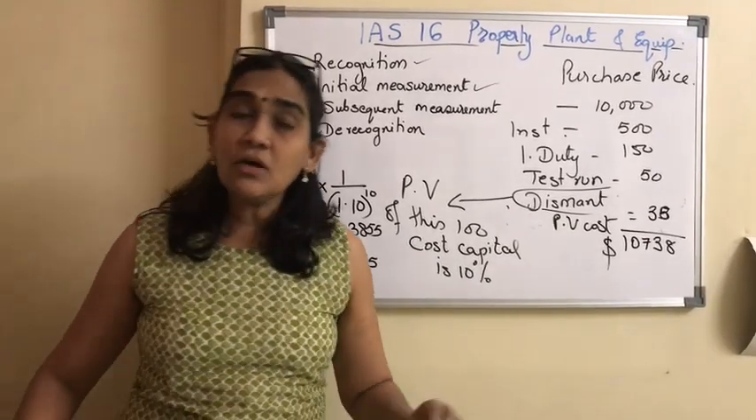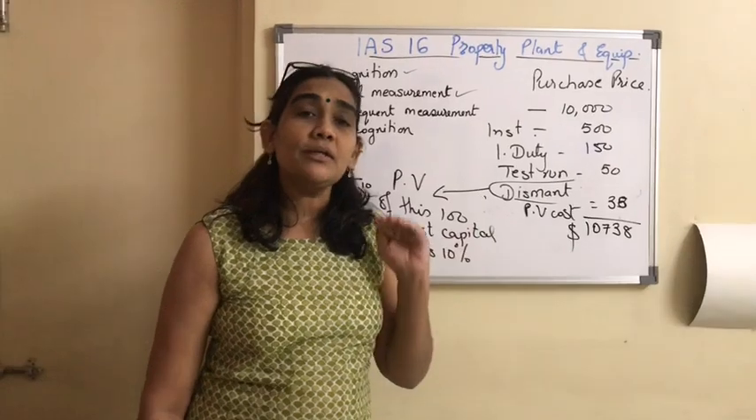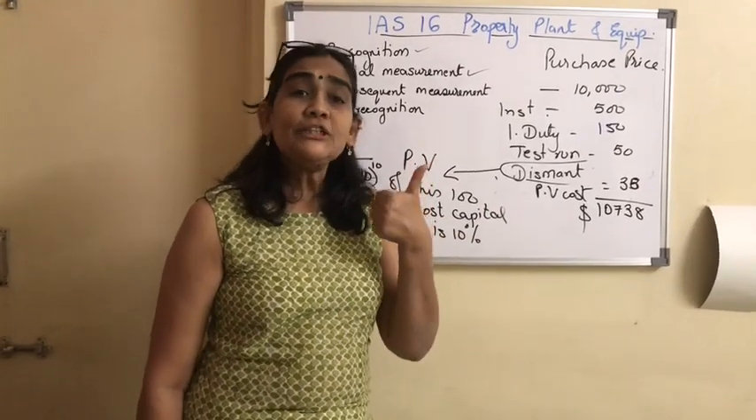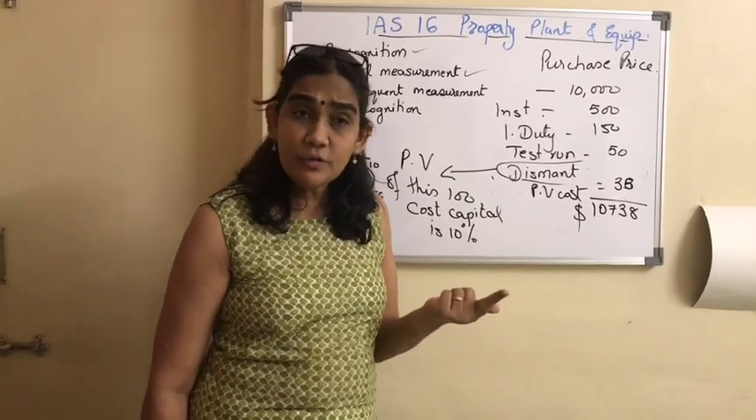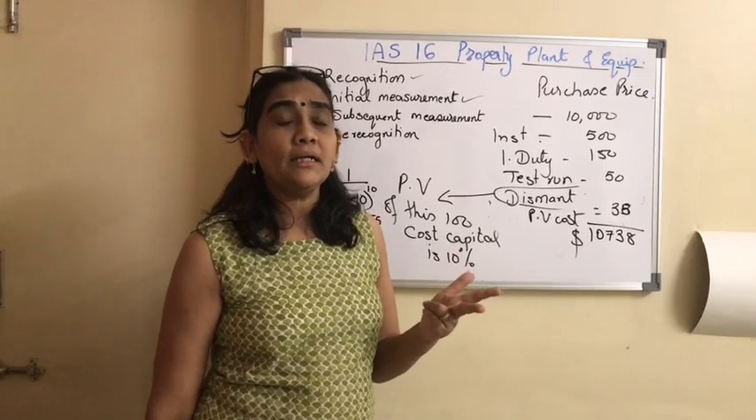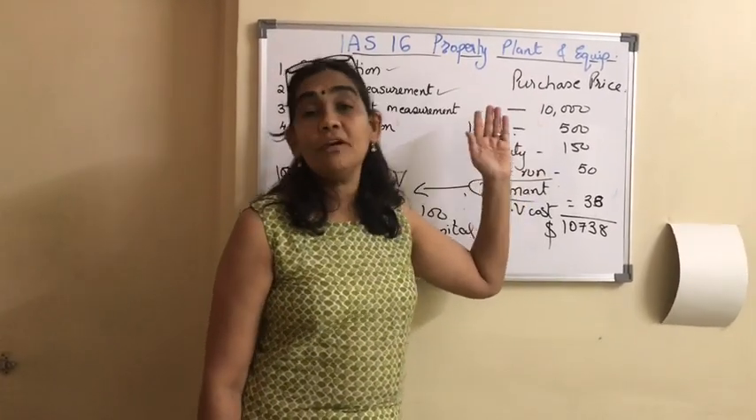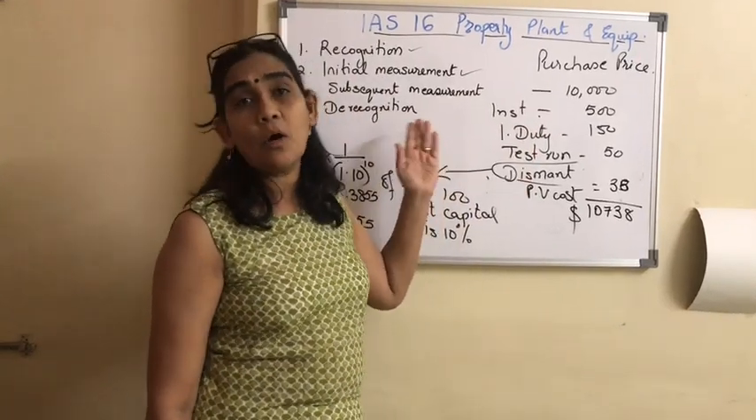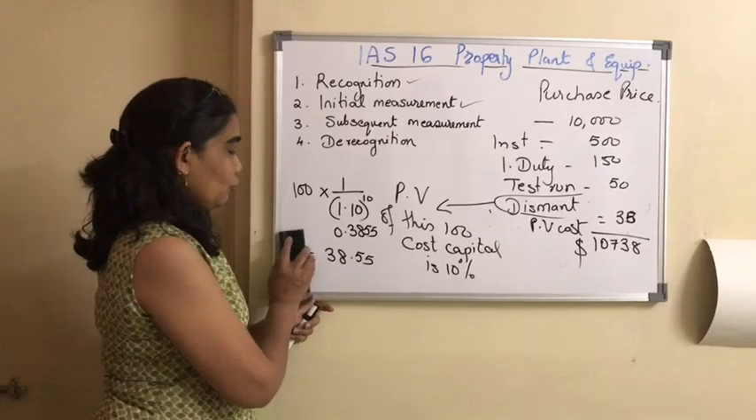Now there are certain costs which are never ever to be capitalized. Which are those costs? The general overheads that are incurred, the administrative overheads that are incurred, the labor training costs that are incurred. These are the costs which you will never include while calculating the cost of the asset. I hope it is clear so far.